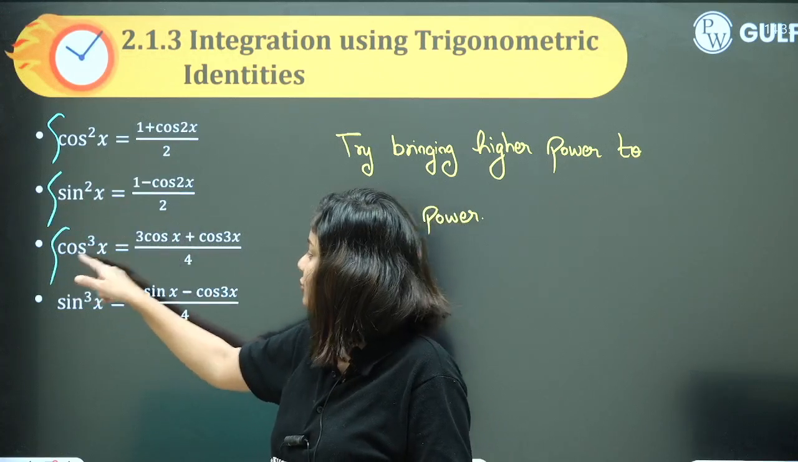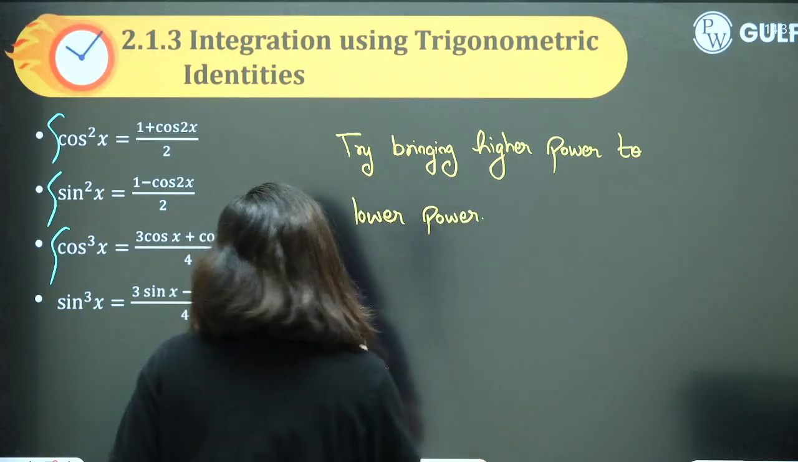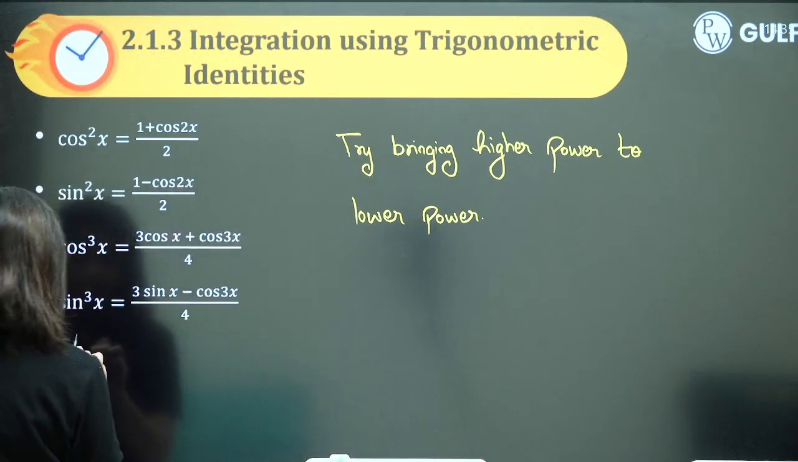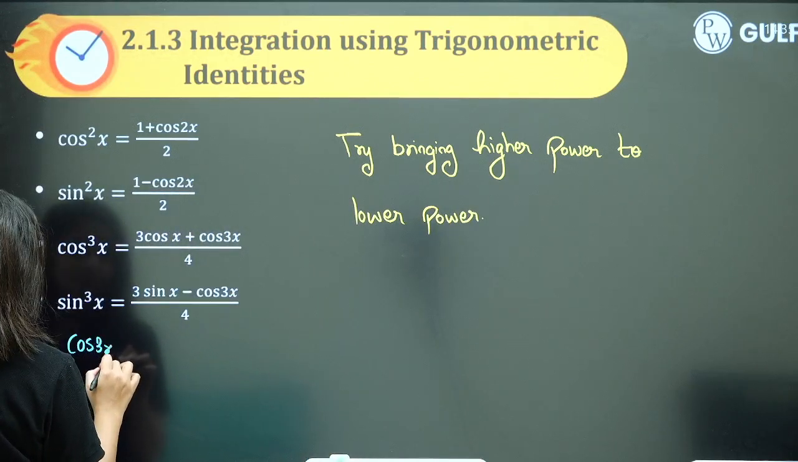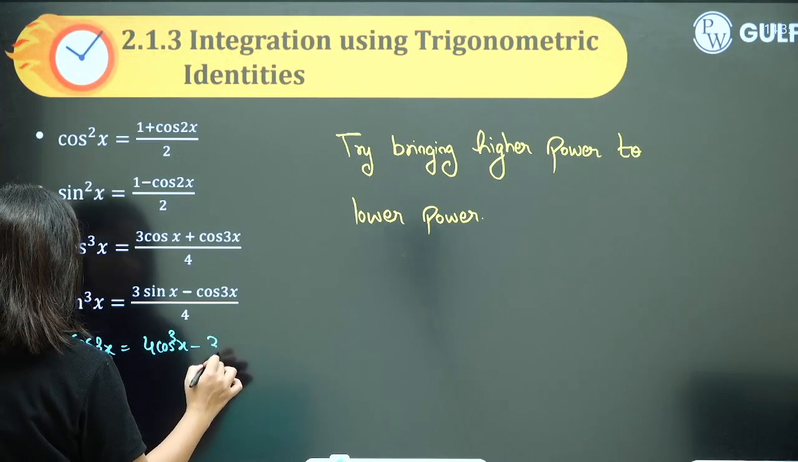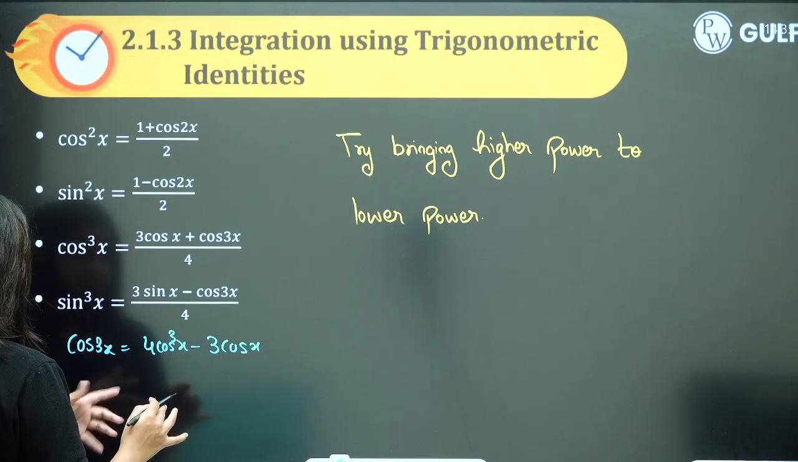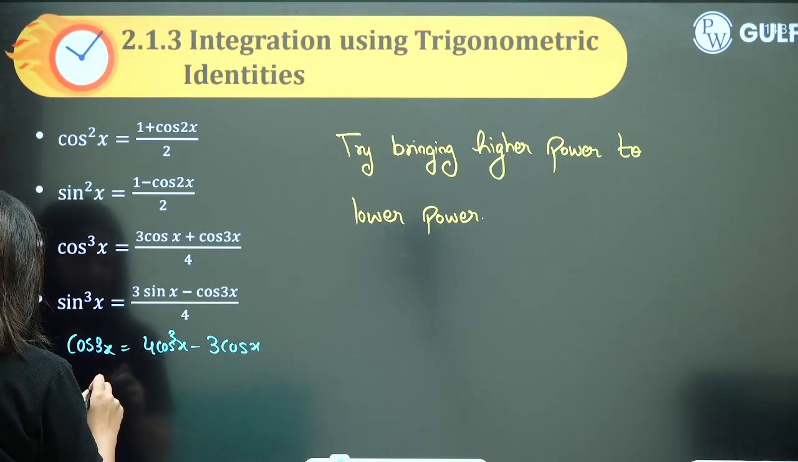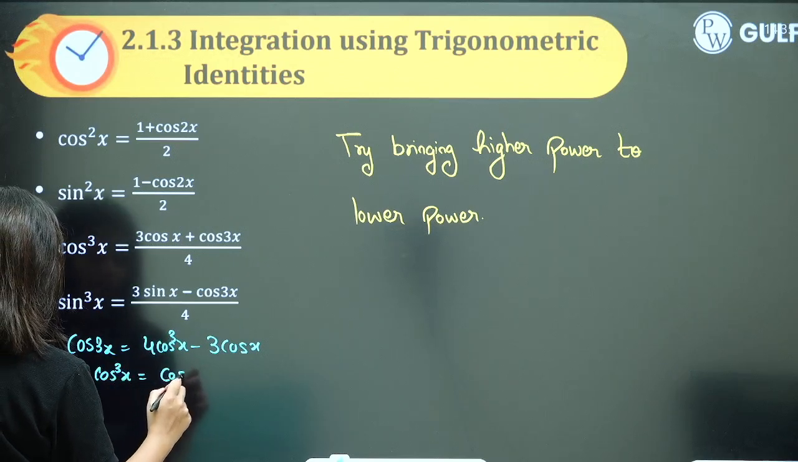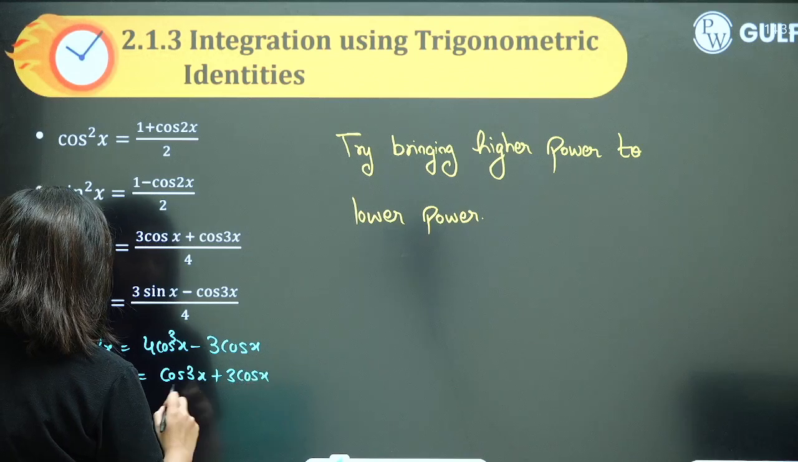If you have cos cube x, this is nothing but your cos 3 theta formula. Can you realize? Look, cos 3 theta was 4 cos cube theta minus 3 cos theta. Rearrange the terms, that is, keep cos cube on one side and shift everything else to the other side. Cos cube x will be equal to (cos 3x plus 3 cos x) divided by 4.